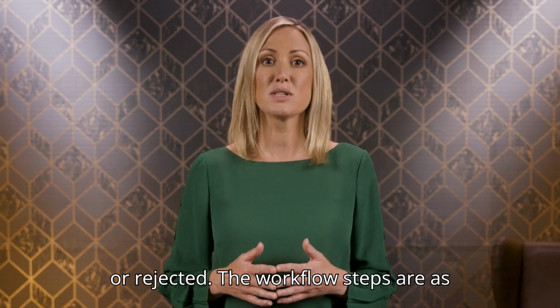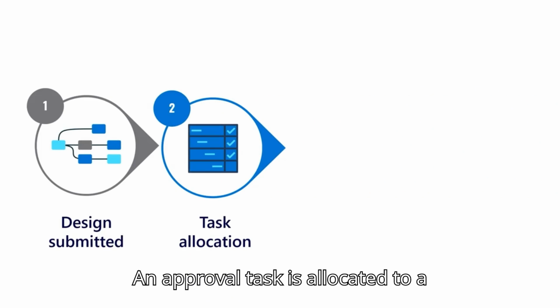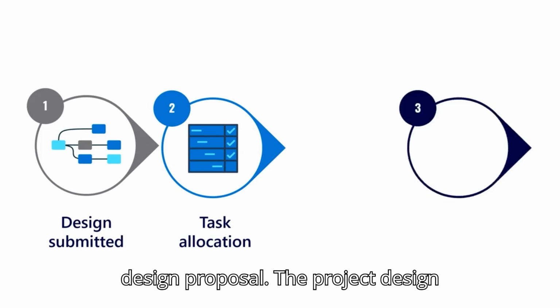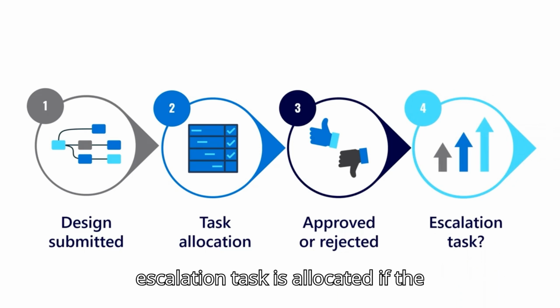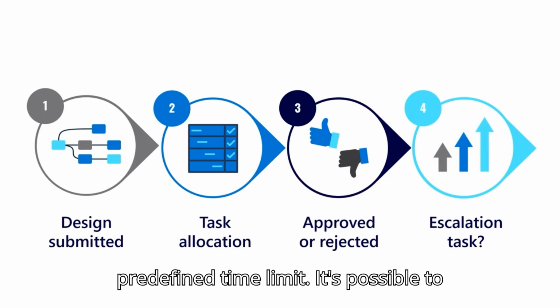The workflow steps are as follows. A project design is submitted. An approval task is allocated to a manager so they can review the project design proposal. The project design proposal is rejected or approved. An escalation task is allocated if the approval task isn't completed within a predefined time limit.